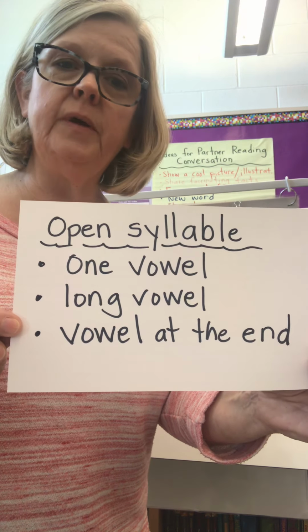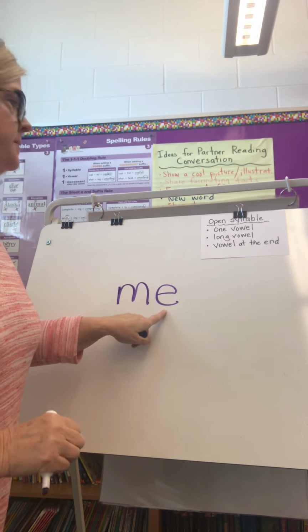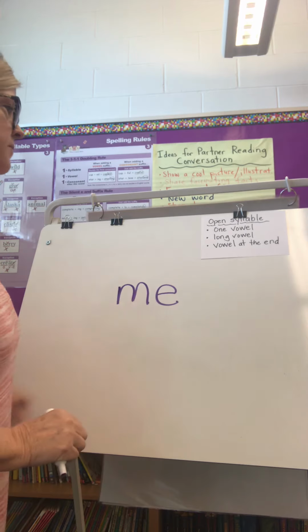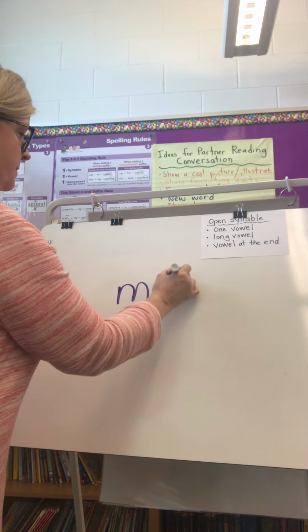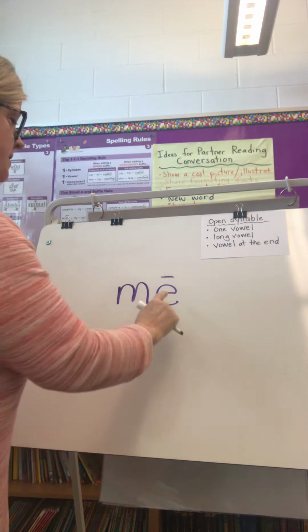The first word we'll use is the word me. Let's see if it meets the criteria. Does it have one vowel? Yes, it does. Is this vowel sound long? Me. Long E? Yes, it is. And is the vowel at the end of the syllable? It is at the end of the syllable. So that's just one example. Let's do a couple more.